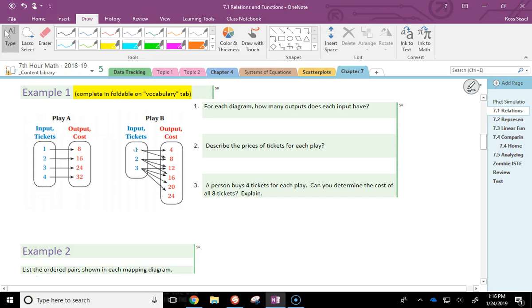Alright, so if I look at these two, I see I have play A and I have play B. So we're going to end up having two answers. On play A, the input is the tickets, the output is the cost. Input 1 came to 8. 2 tickets cost $16. 3 tickets cost $24, and 4 tickets cost $32.